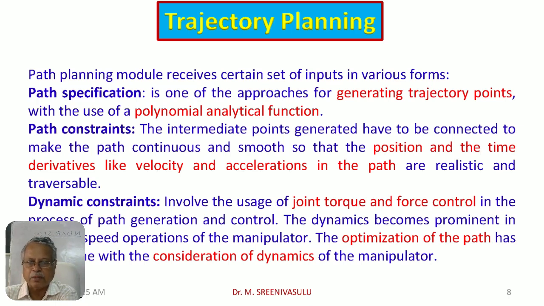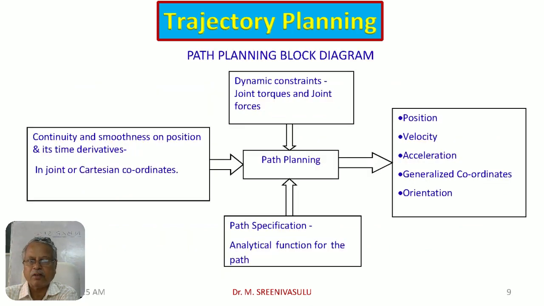Keeping all these aspects in mind, only then will you be able to optimize the path. The same information you'll be able to understand from this flow diagram or block diagram, which gives us an idea of the parameters on which the path planning depends, and what parameters come as an output with a proper path planning. You can see dynamic constraints, that is what we have said: joint torques and forces.